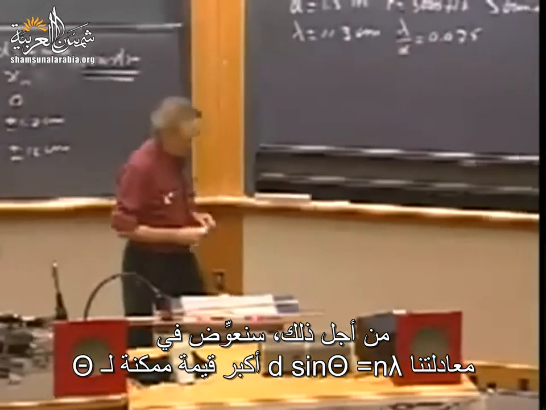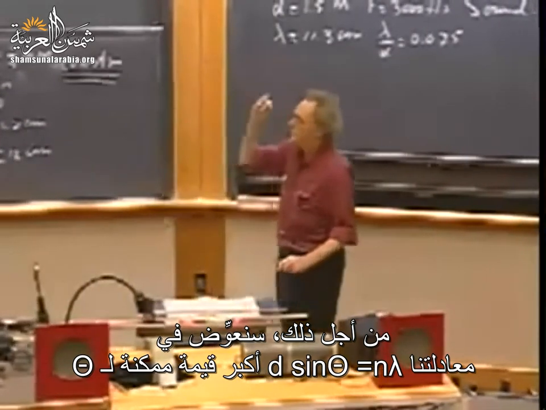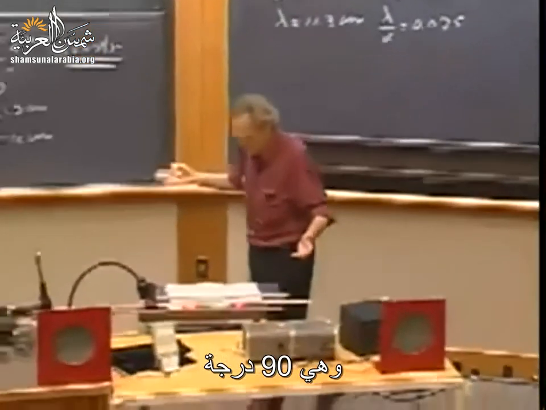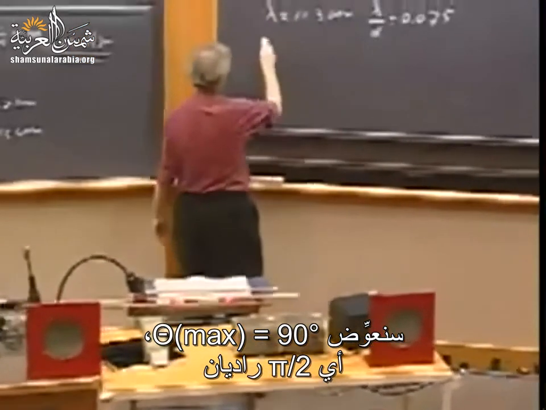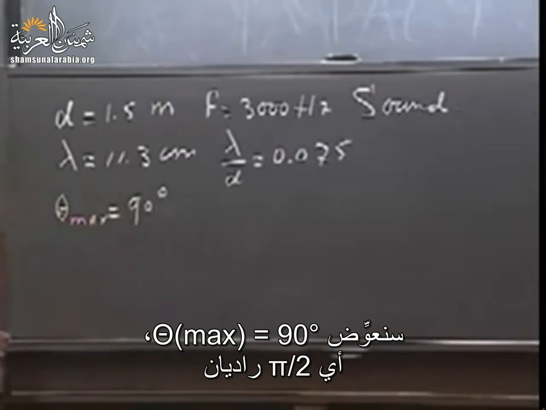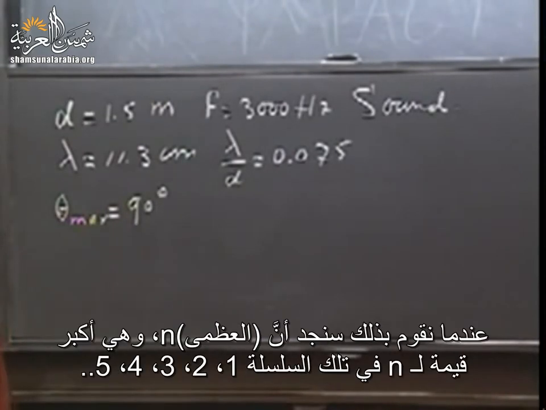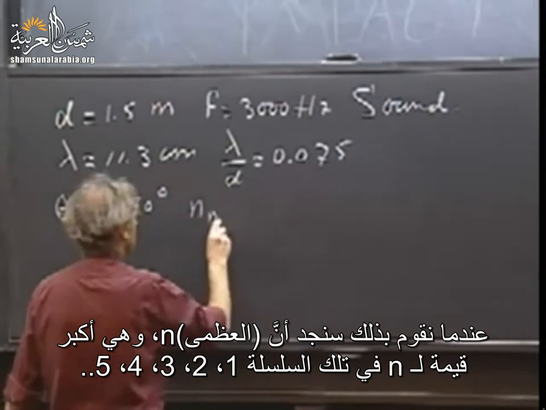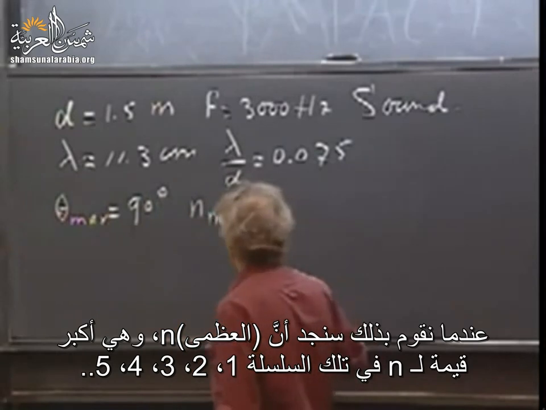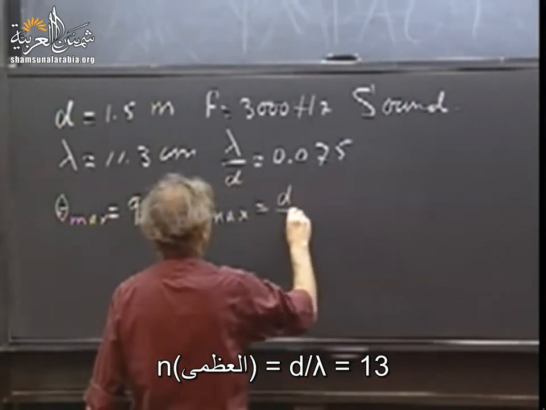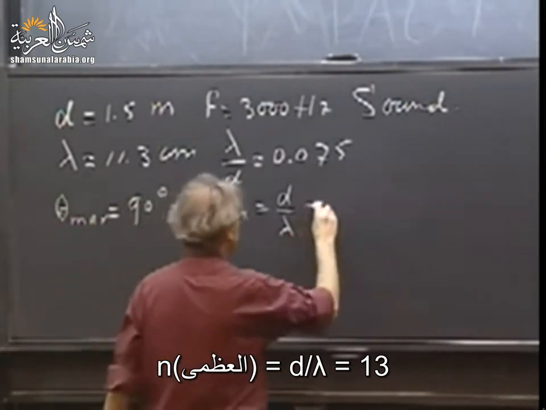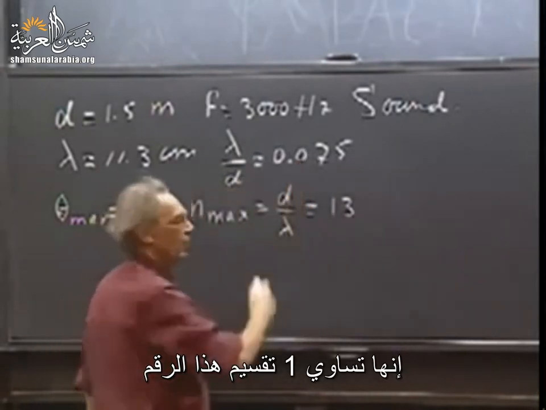In order to do that, we simply have to stick in our equation, d sine theta equals n lambda. We just put in theta as the maximum value possible, and that is 90 degrees. So you put in theta max, and that is 90 degrees, pi over 2 radians. And so when you do that, you'll find that n max, that is the highest number of n in that series 0, 1, 2, 3, 4, 5, is then d divided by lambda, which in our case is about 13. It is 1 over this number.